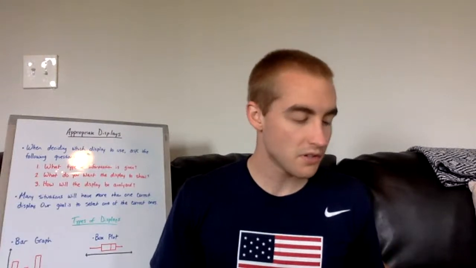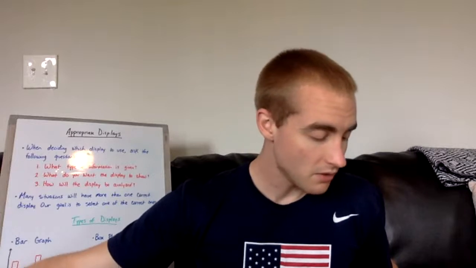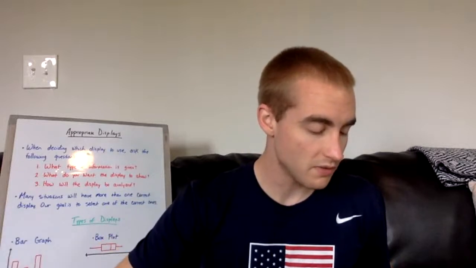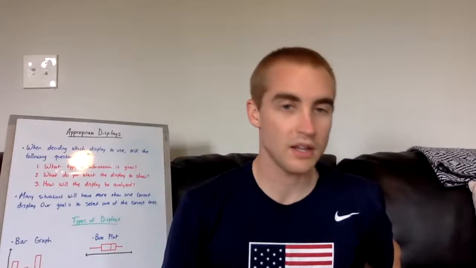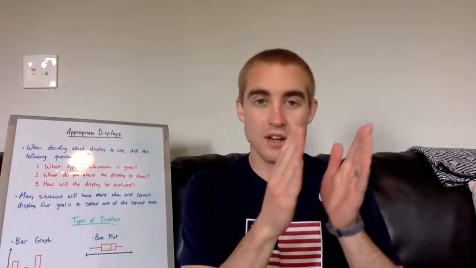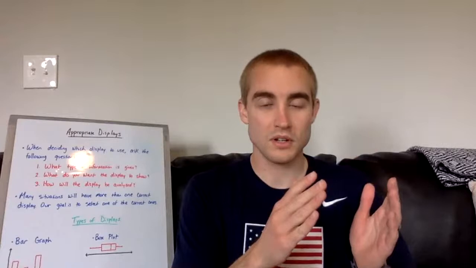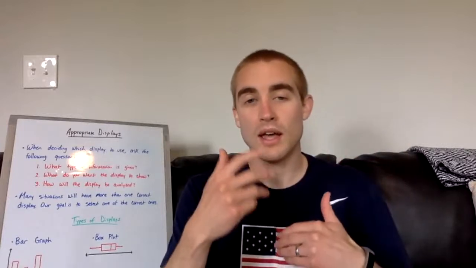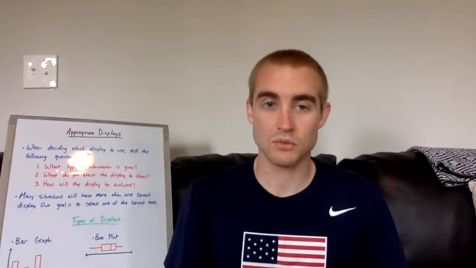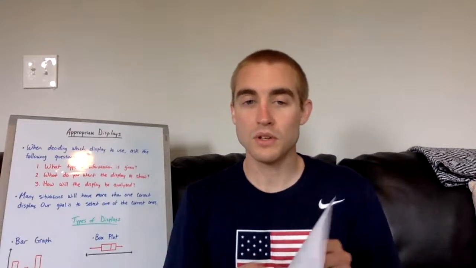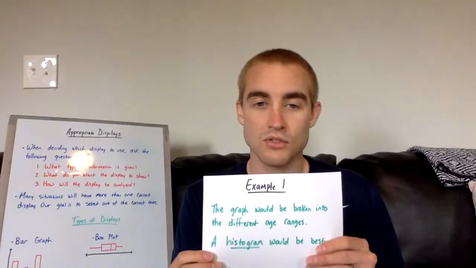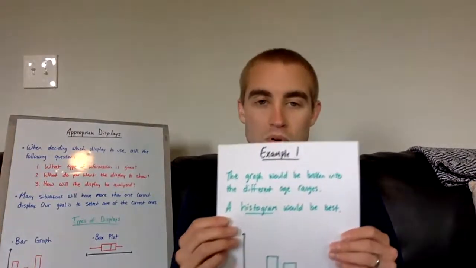Okay. So the first example, it says select an appropriate display to show the number of boys of different age ranges that participate in athletics. So we're breaking it up into different age ranges. So like 10 and 11, 11 and 12 and 13, 14 and 15. And we're going to show how many boys participate in athletics. Well, if we are showing something with different age ranges, a histogram would probably be best.